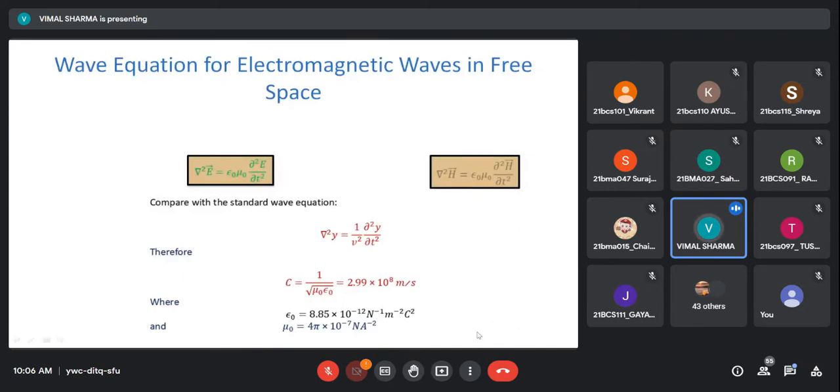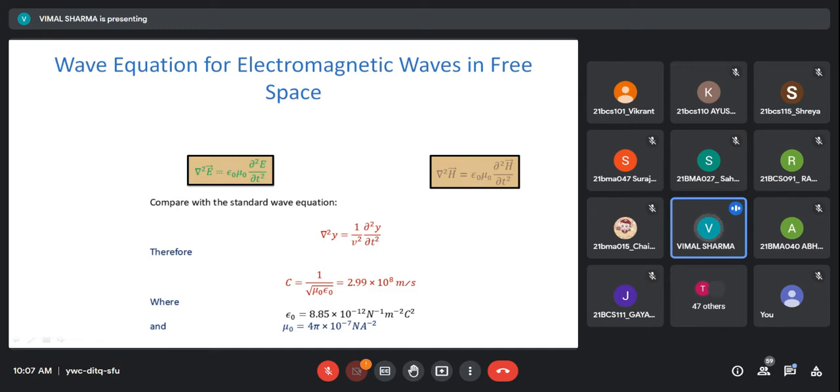Okay, so let us start with today's lecture. Last time we derived the equation of motion of electromagnetic waves, the wave equation for the electric field component as well as the magnetic field component of an electromagnetic wave. And this we did specially for vacuum, for free space. When an electromagnetic wave travels through free space, then these are the wave equations.